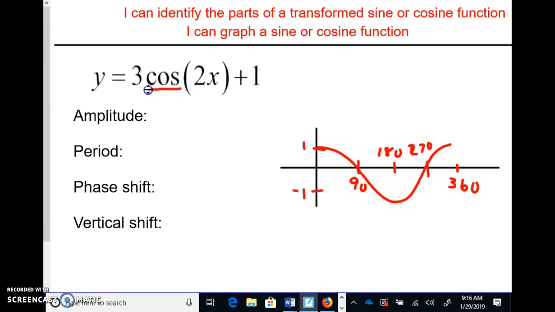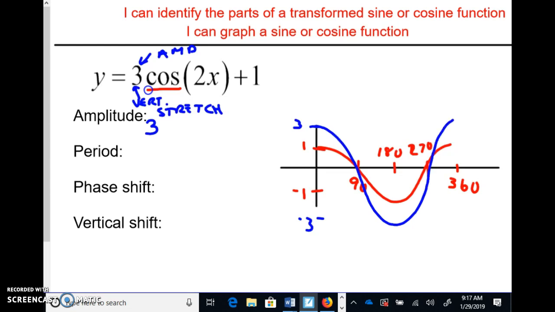We will deal with stretches and shrinks always first. So this 3 is a vertical stretch. It is also the amplitude. So the amplitude is 3. So it's going to go up to a y value of 3, down to a y value of -3. So in blue, we are just graphing the vertical stretch because of the coefficient of 3, which is the vertical stretch.